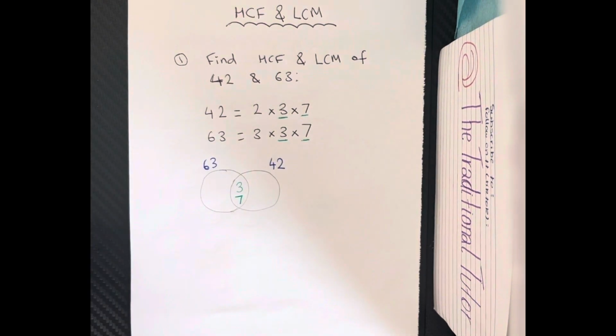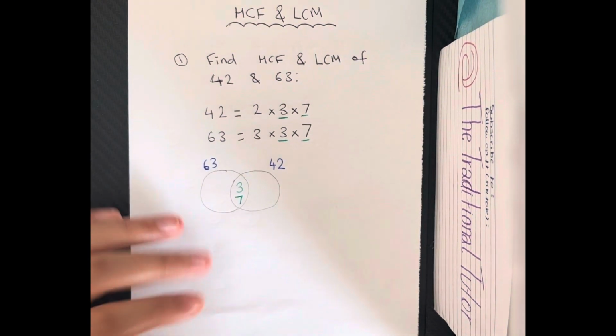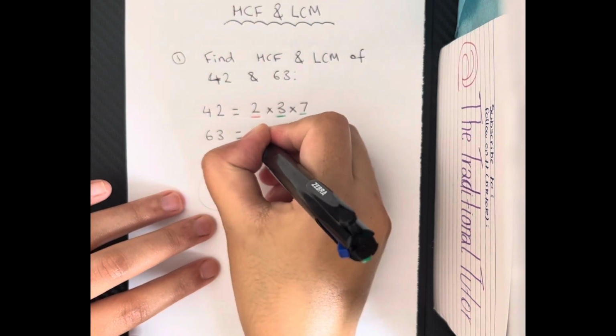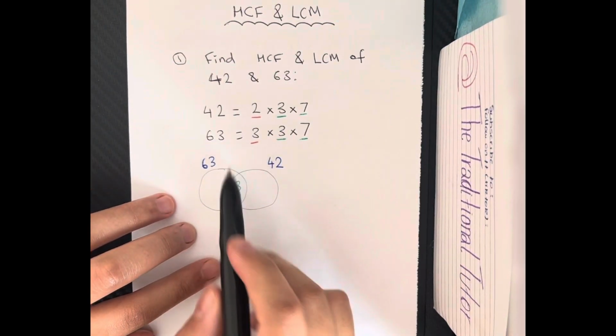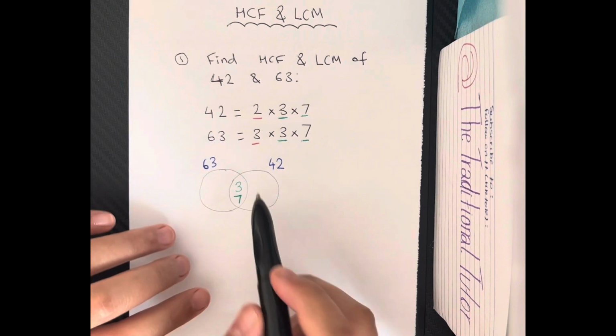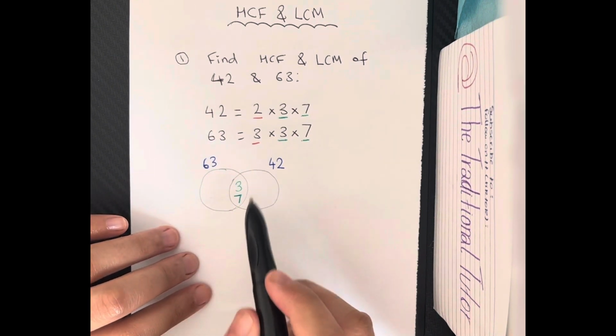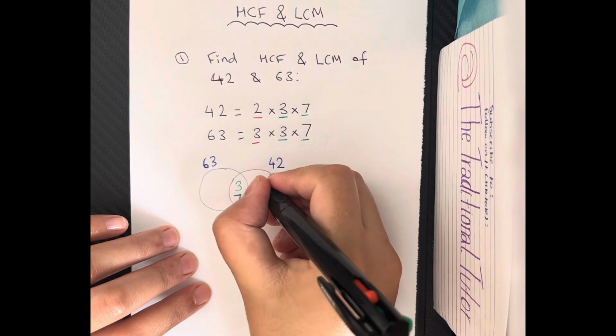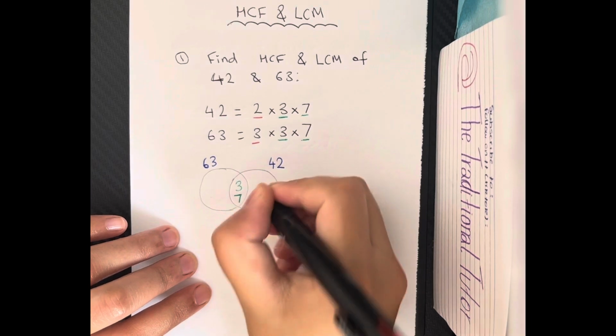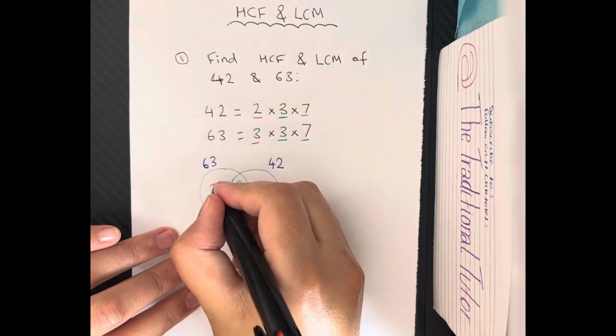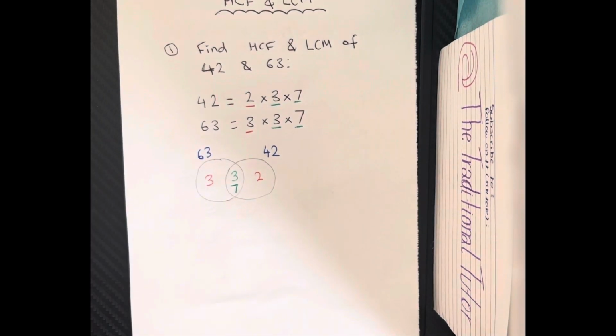Now the rest, the 2 and the 3, okay, I'll underline that with a different colour because they are not common in 42 and 63. So I'm going to put them in their respective circles, okay? So in 42 only we've got a 2, and in 63 only we've got a 3, okay? So that's the way of filling in your Venn diagram.